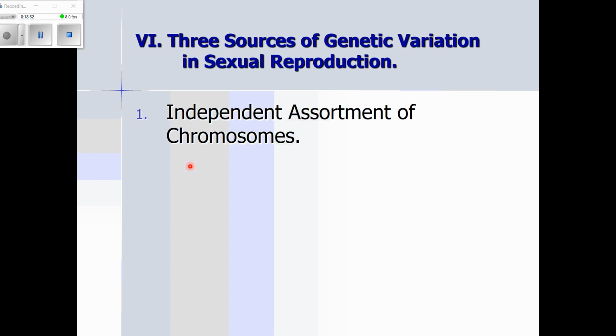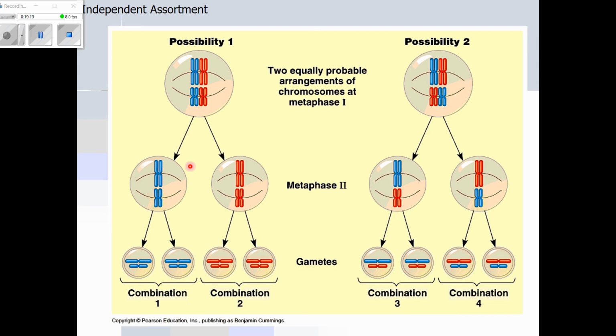You do not have the exact same genes as your siblings, even though you and your brothers and sisters were produced by the same 2 parents. And there's 3 reasons for that. The first one is independent assortment of chromosomes. What in the world does that mean? Well, I think the easiest way to tell you is just to show you.